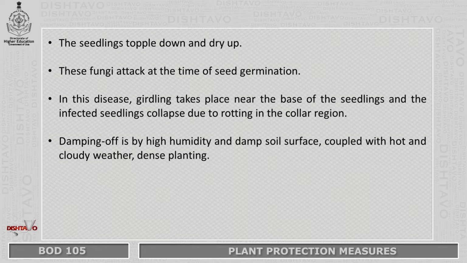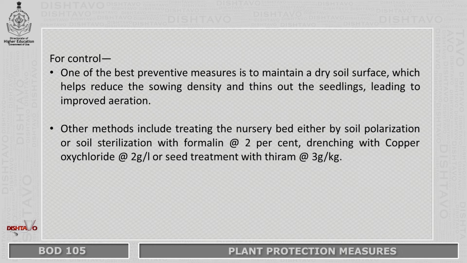Damping off is favored by high humidity and a damp soil surface, coupled with hot and cloudy weather and dense planting. For control, one of the best prevention measures is to maintain a dry soil surface, which helps reduce the sowing density and thinning out the seedlings, leading to improved aeration. Other methods also include treating the nursery beds either by soil solarization or soil sterilization.